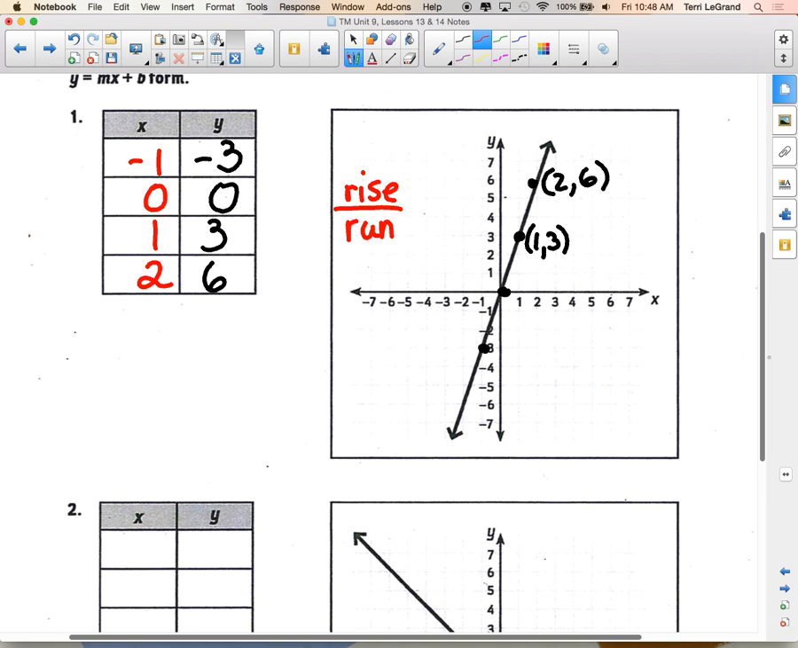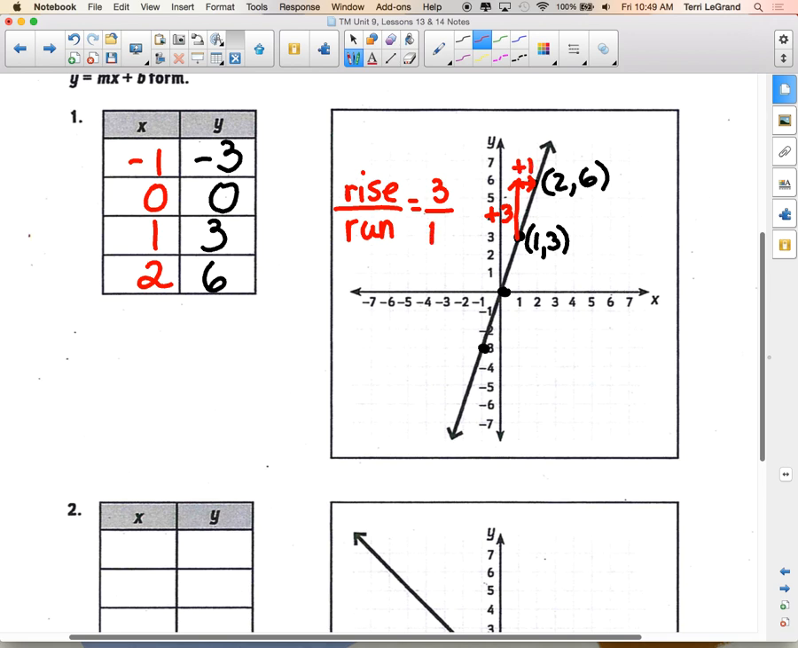Okay, let's put that on our graph like this. 1, 2, 3. We have to go up 3. That's our rise. Now, when we rise, we either go up or we go down, depending on where we're starting, and we count how many units. If we go up, it's positive. If we go down, it's negative. Okay, and then we have to go to the right how many units? 1 unit. So plus 1 is our run.